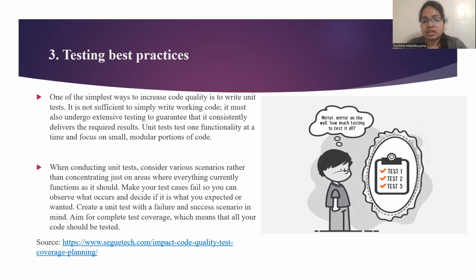While conducting unit tests, consider various scenarios rather than just concentrating on one area where everything currently functions as it should. Make sure your test fails so you can observe what occurs and decide if it is what you expected or wanted. So create a unit test with failure and success scenarios in mind. Aim for complete test coverage, which means that all your code should be tested.